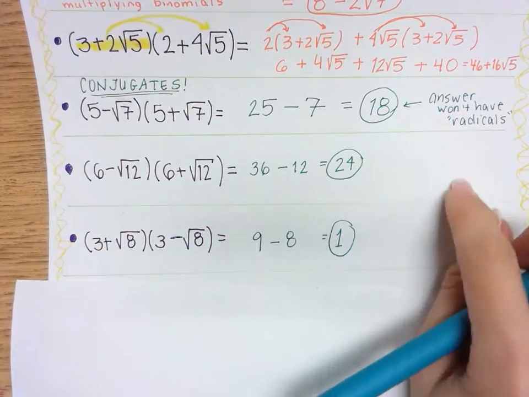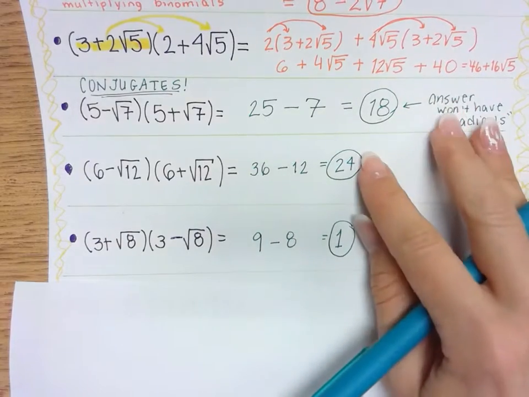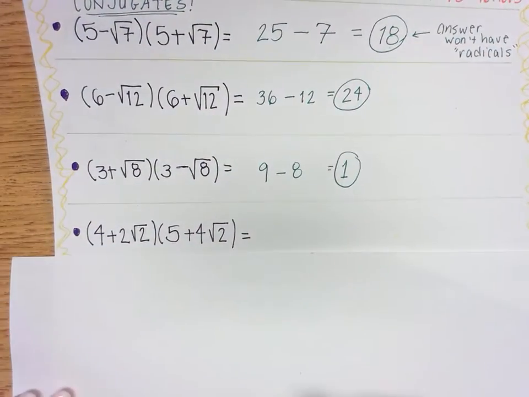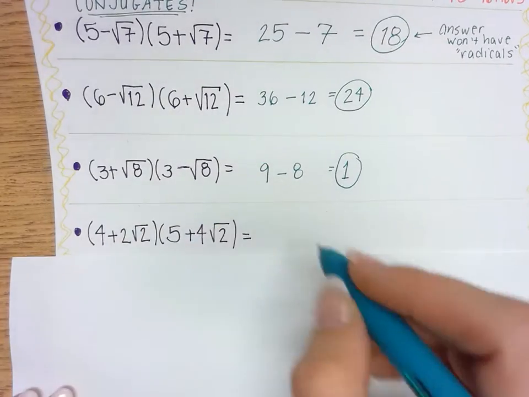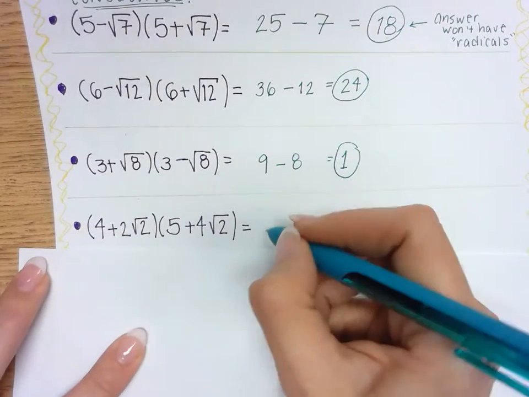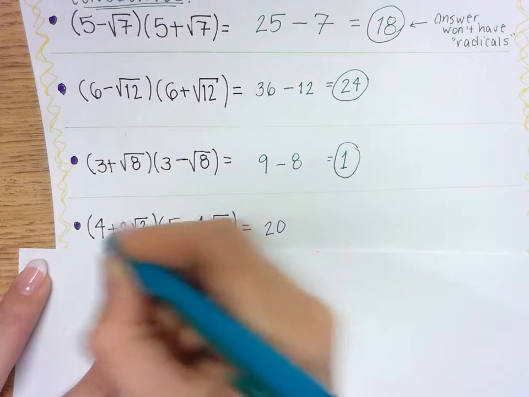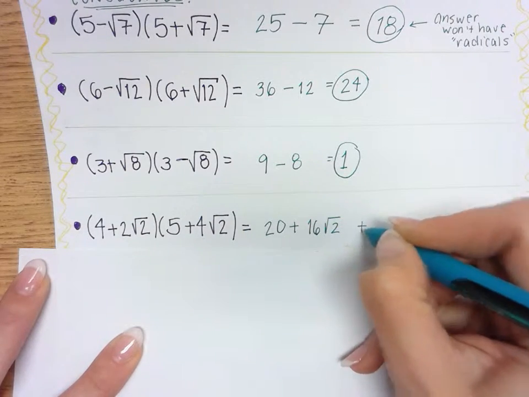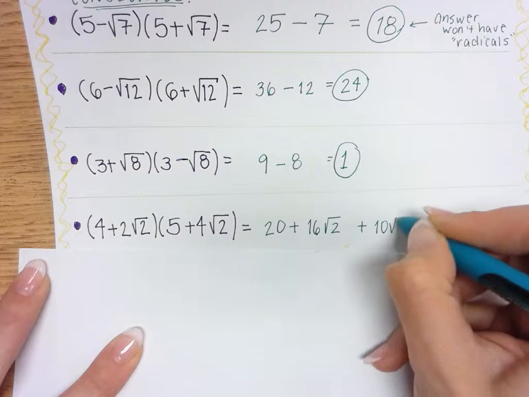Based on what we just talked about a second ago, I'll tell you after the next example, but maybe think about that. 4 times 5. They're not conjugates, so I can't just do a shortcut, okay? 4 times 5 is 20. 16 rad 2. 10 rad 2.